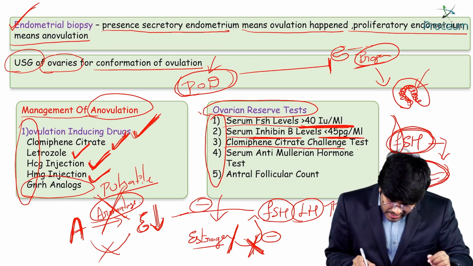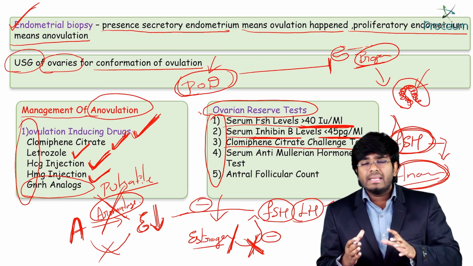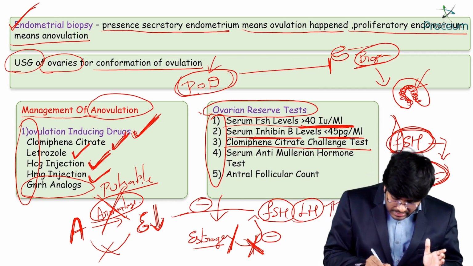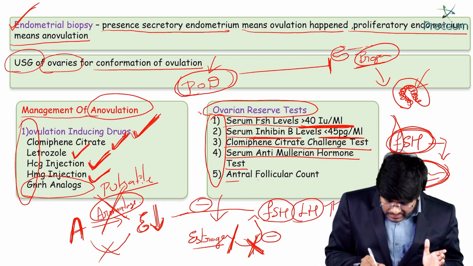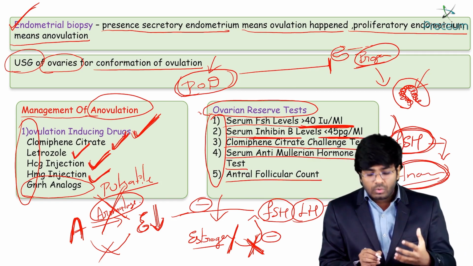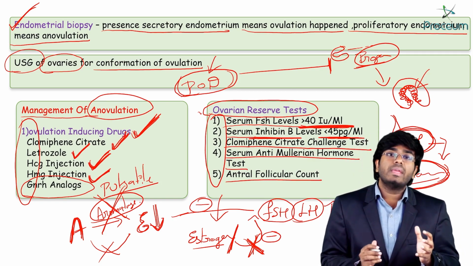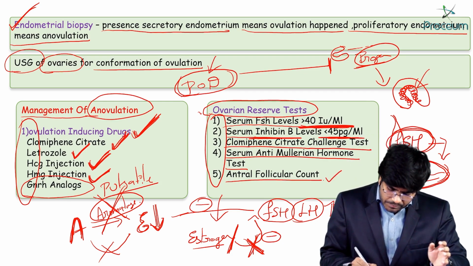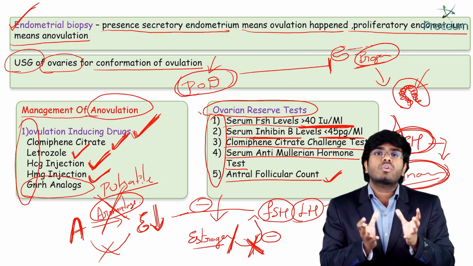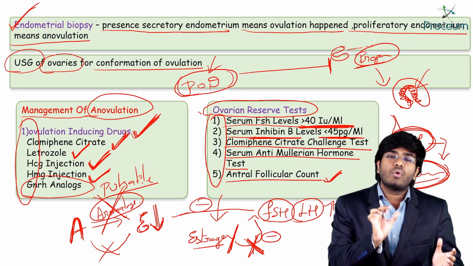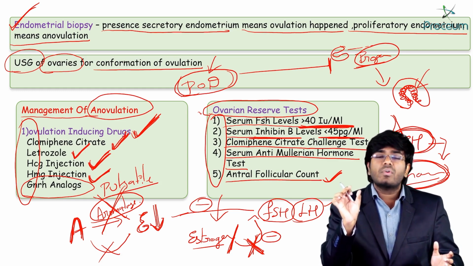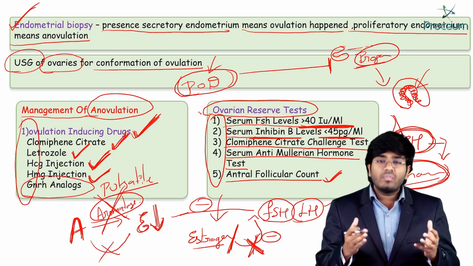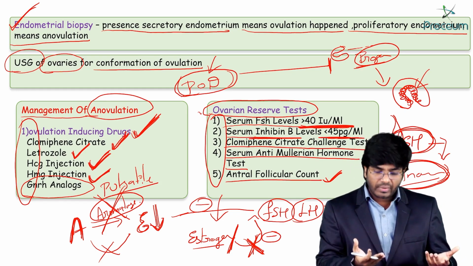Now, clomiphene citrate challenge test. I don't want to go into detail. Just performing the clomiphene citrate challenge test, serum anti-Mullerian hormone test and antral follicular count, all these are also tests employed for knowing how good the ovarian reserve is. Please concentrate here. Antral follicular count: you are doing ultrasonography of the ovaries and counting the antral follicles. If a good number of antral follicles are there, then good ovarian reserve is there. But if you don't find any antral follicles, it means there is ovarian failure.